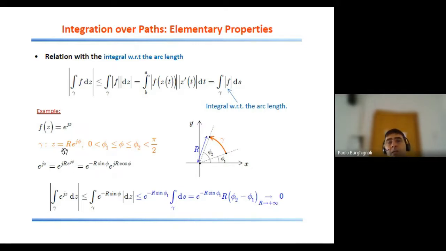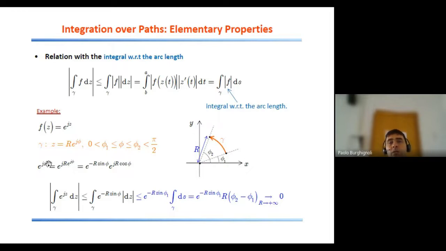Since the parametric representation of this arc is in the form of a second exponential, we have the radius r, which has the meaning of an absolute value in this case, and there is the parameter phi, which has the meaning of an angle or the argument of the complex variable z. And if you insert this parametric representation inside your function, what you get is an exponential of an exponential. So e, the exponential of jr times another exponential of j phi.